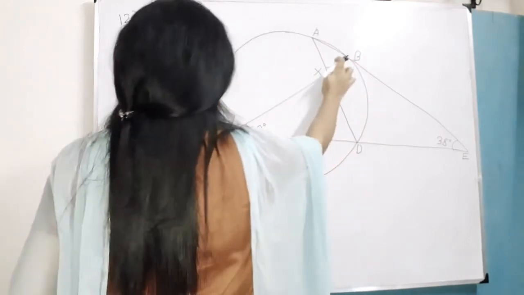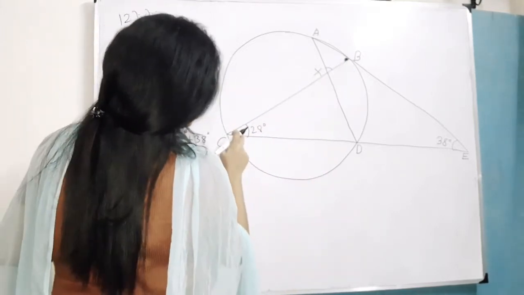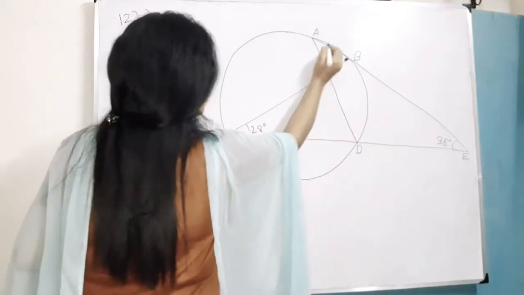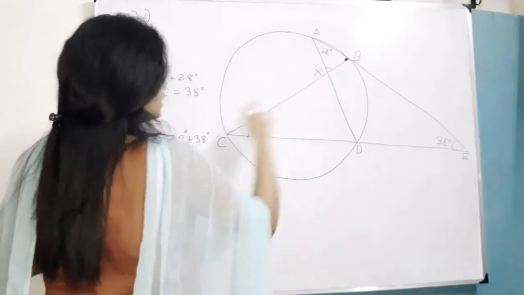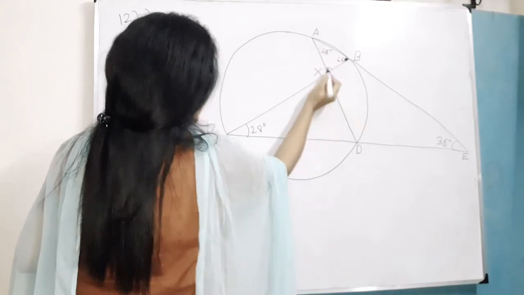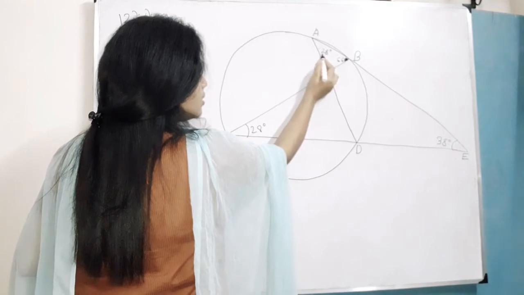Now this angle I have already got as 66. If angle BCD or BCE, whatever, is 28 degrees, so this one will also be 28 degrees. I am writing that 66 is this one and 28 is this one. We need angle AXB. So what will I do? Just 180 minus these two.